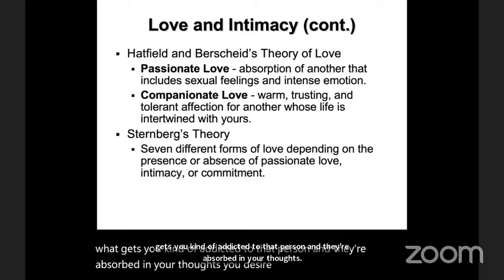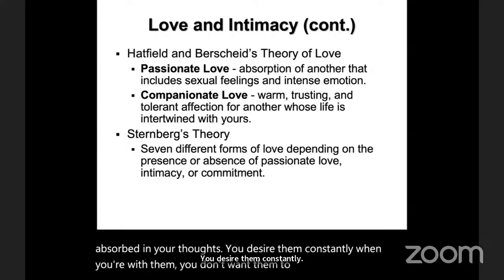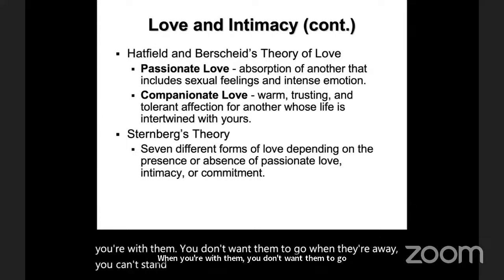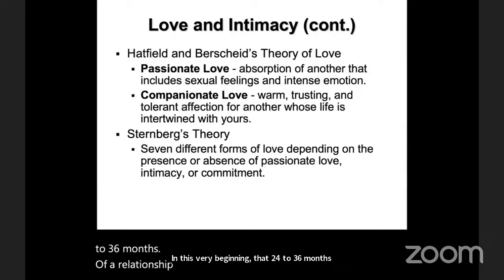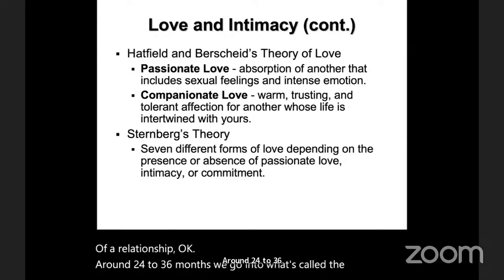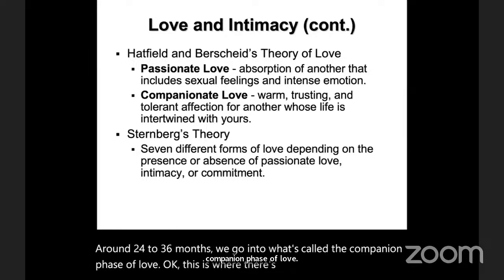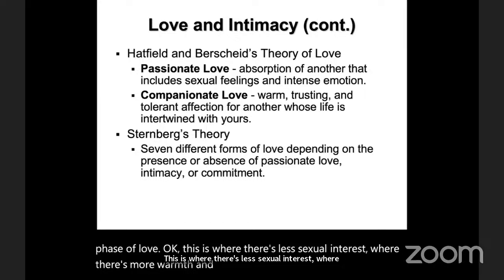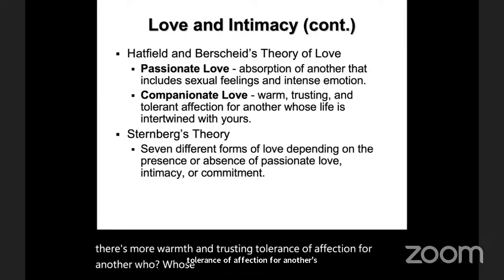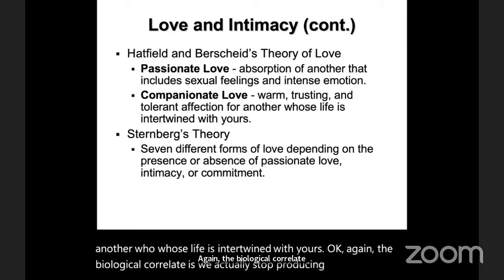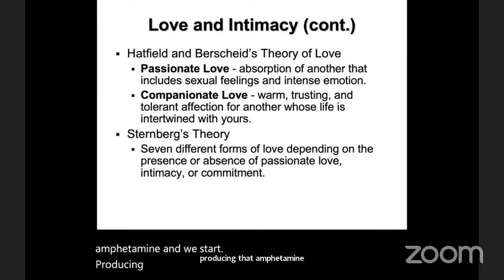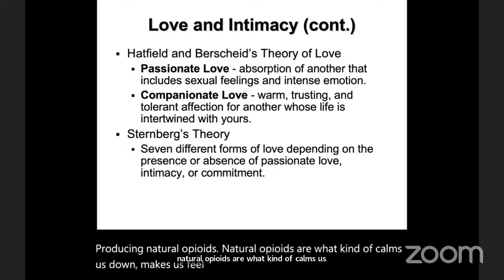You desire them constantly. When you're with them, you don't want them to go. When they're away, you can't stand that they're away. Okay, this is the very beginning, those first 24 to 36 months of a relationship. Around 24 to 36 months, we go into what's called the companion phase of love. Okay. This is where there's less sexual interest, and more warmth, trust, and tolerance of affection for another whose life is intertwined with yours. Again, the biological correlate is that we stop producing that amphetamine and start producing natural opioids. Natural opioids are what calm us down and make us feel secure and trusting within the relationship.